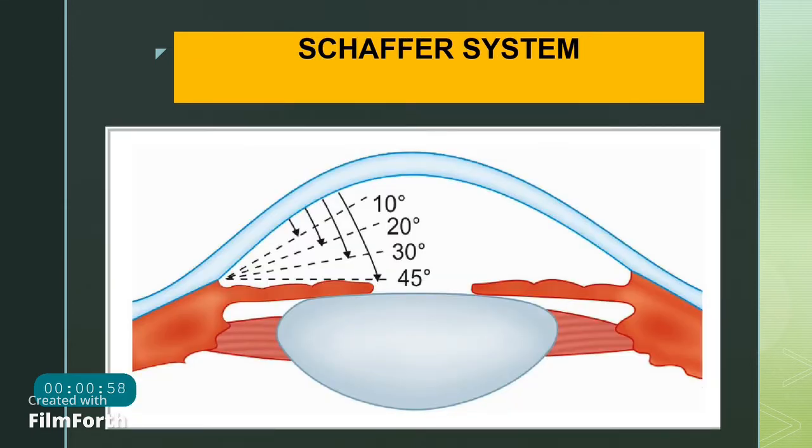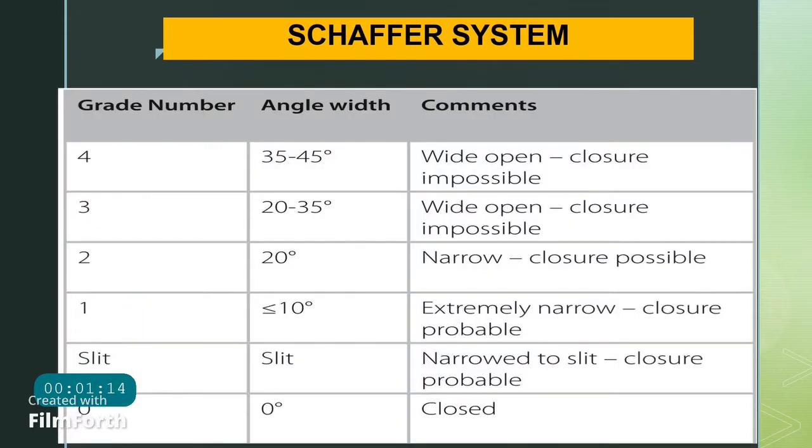So first let us discuss the Schaffer system. The Schaffer system basically classifies or grades the anterior chamber angle based on the width of the angle, whether it is 10, 20, 30 or 45 degrees. So let us see how this grading is done. In the Schaffer system, as you can see in this table, grade zero represents a 0 degree angle. That means the cornea and the iris are almost in close apposition to each other and the angle is said to be closed. Then we have the slit angle, in which the angle is like a slit.